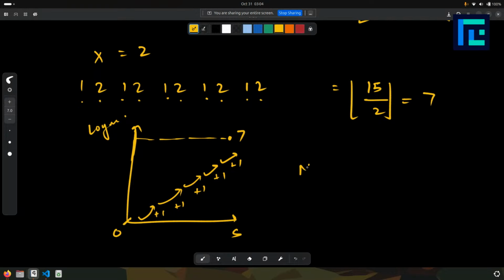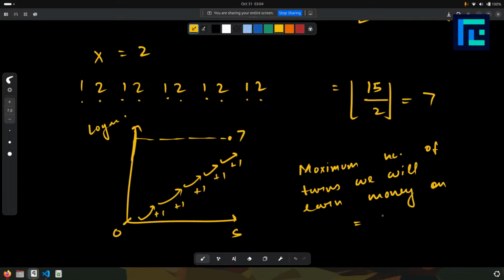So the maximum number of turns we will earn money on is equal to 7. Actually not 7, that is specific to this case; it is floor of total upon X. So this is our first observation that we are making.